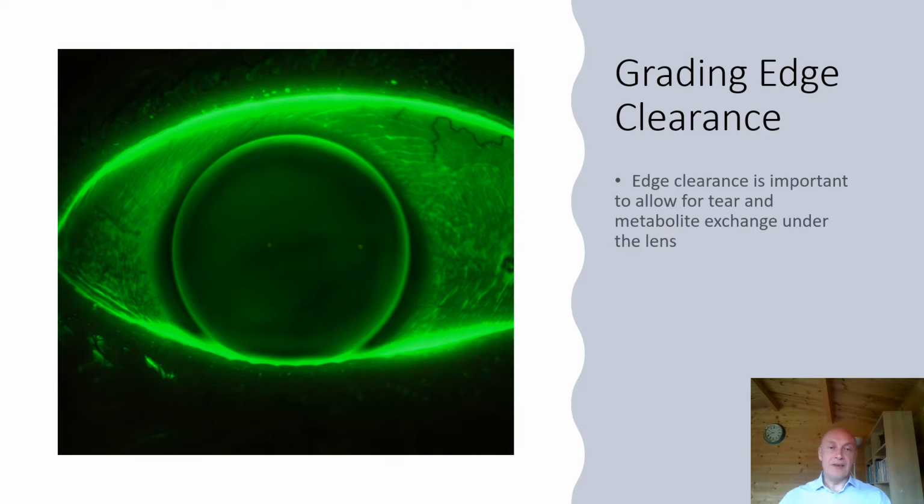The other reason that we have edge lift is to allow the lens to be removed. If there wasn't edge clearance, the lids would not be able to get beyond the edge of the lens to help the patient remove the lens from the front of the cornea. A reduced edge clearance lens can in some instances become bound to the cornea, which is very unsafe. So edge clearance is really important and we need to have an accurate method of measuring that edge clearance.